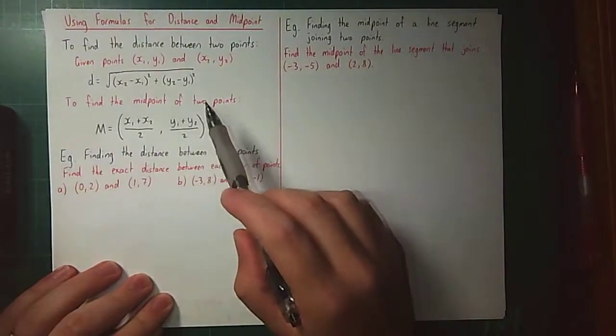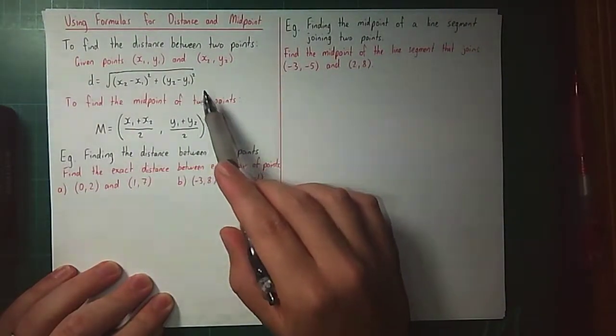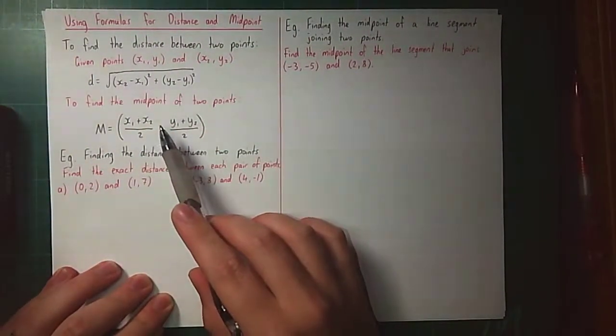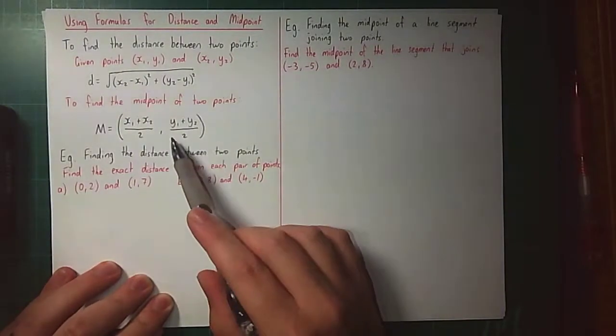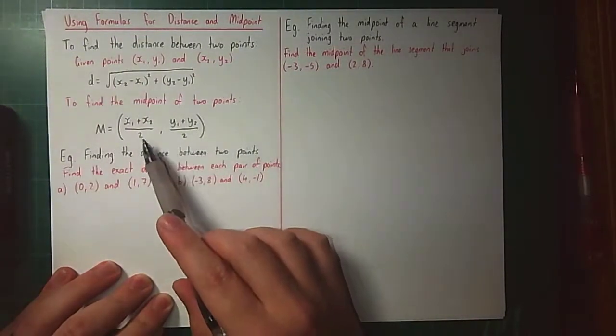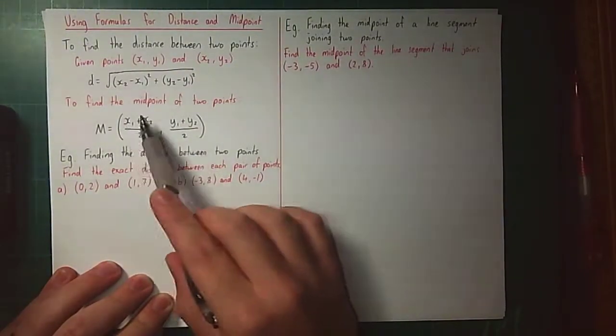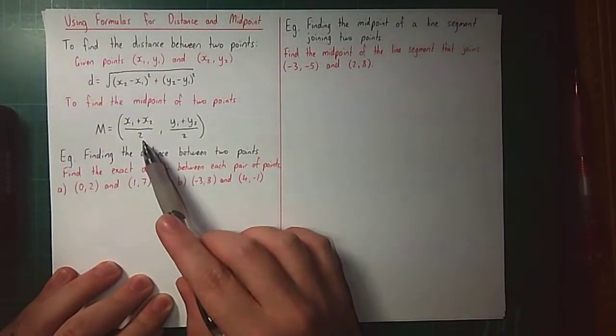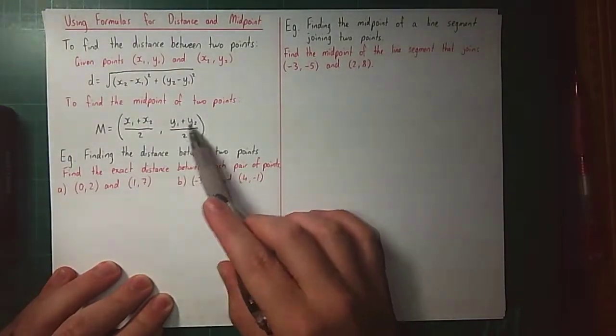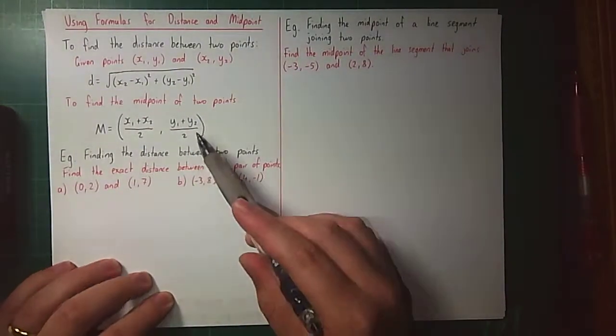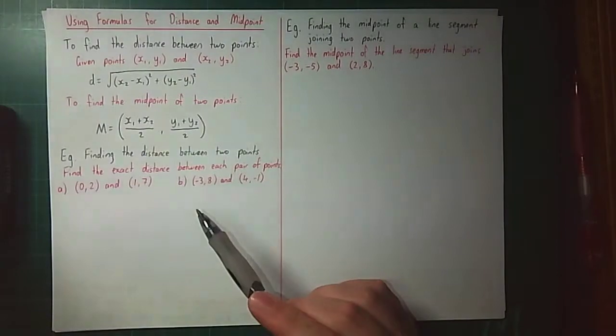We're going to use that formula in a moment, but before that we're also going to talk about how to find the midpoint of 2 points. To find the midpoint of the 2 points, you need to find the average x value and the average y value. So you're adding the two x values together and dividing by 2, and adding the two y values together and dividing by 2. We'll do an example on that as well.